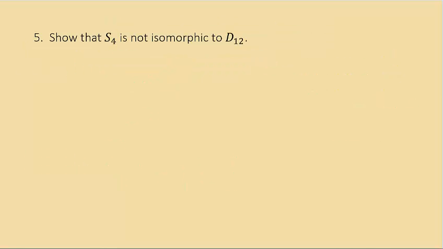In problem 5, we want to show that S4 is not isomorphic to D12. They both are groups of 24 elements, and they're both not abelian. So we'd have to, again, think of orders of elements in the 2 groups. In D4, we have elements of order 2 and 4.